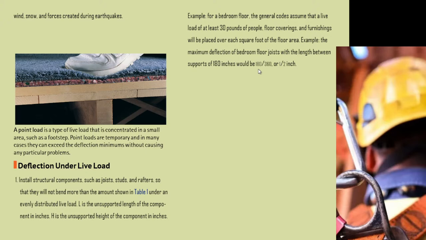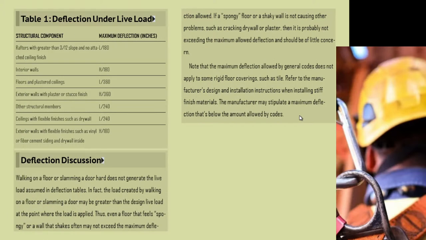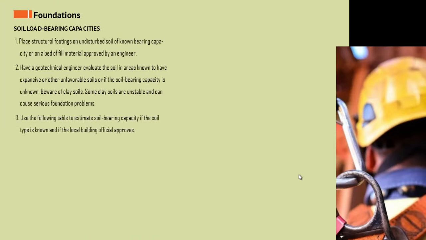We already talked about this. What are the four types of divisor for this deflection criteria? 1 over 180, 1 over 360, 1 over 480, 1 over 240. Those are tabulated. So here is the deflection requirement. We didn't need to do it; we already did that in a previous course.